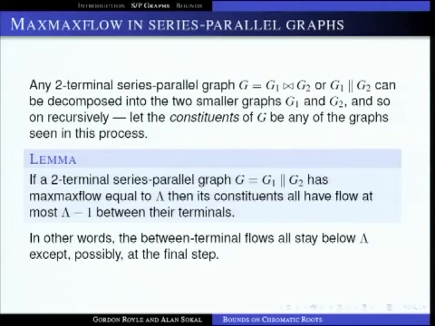Okay, any two-terminal series-parallel graph, you can think of it as having two parts, G1 and G2, and they've got two parts themselves, their own G1 and G2, and so on, and you can keep plucking it apart until you get down to K2. And I'm just going to give a name to any of the graphs that you see along the way, and they're called the constituents of G. What I'm going to claim is that if a two-terminal series-parallel graph that is a parallel connection has max flow equal to lambda, then during that process you never saw lambda. You only saw values of up to lambda minus 1.